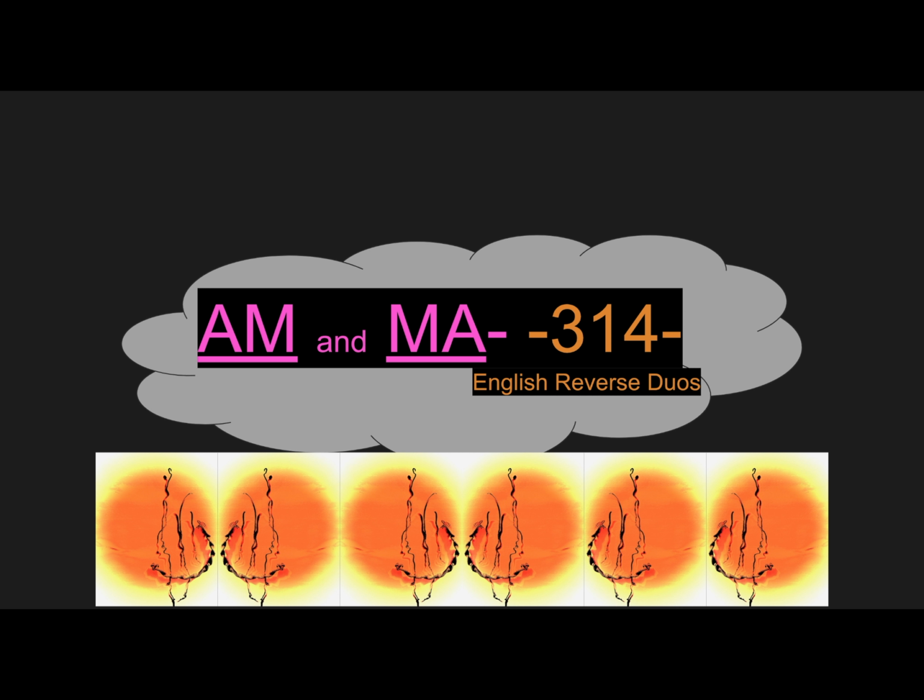All right, so today I'm going to talk more about the English duos alphabet, which is the English character alphabet. It's when you start pairing up English letters and giving them a sequential numerical value. So in the English reverse duos alphabet, the character for AM is 314. The character for MA is also 314.